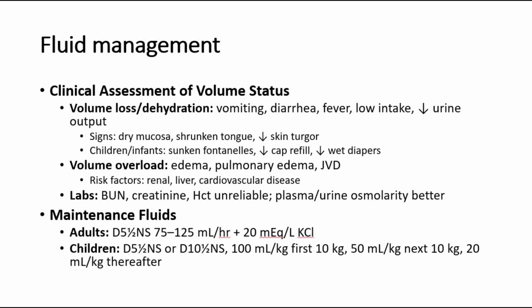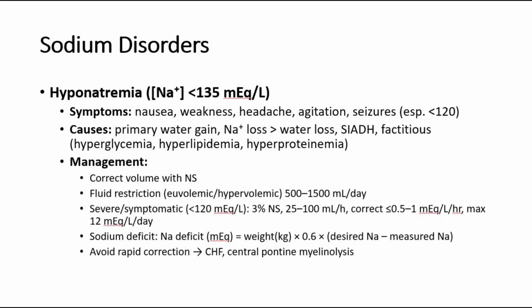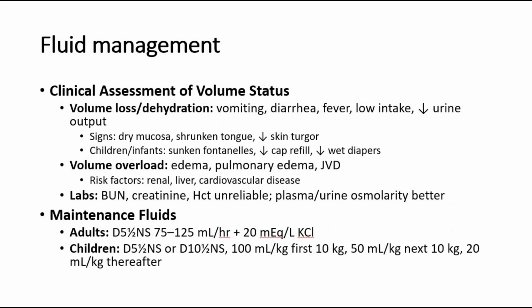Laboratory values such as blood urea nitrogen, creatinine, and hematocrit are often unreliable, whereas plasma and urine osmolarity are better indicators. Volume overload, on the other hand, is a clinical diagnosis characterized by edema, pulmonary congestion, or jugular venous distension. Blood pressure alone is insufficient to determine volume status.